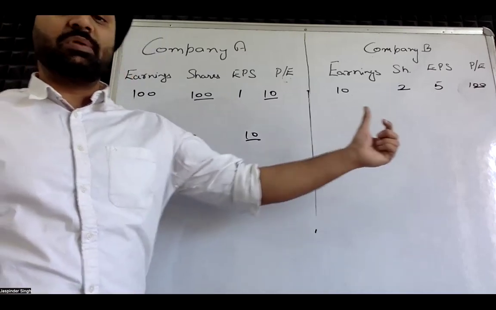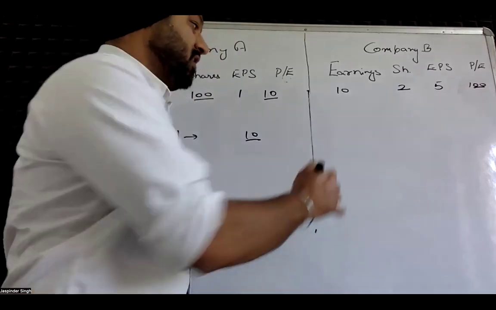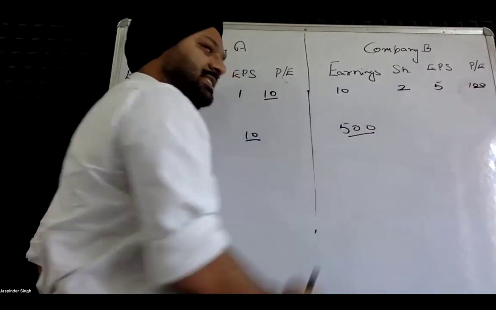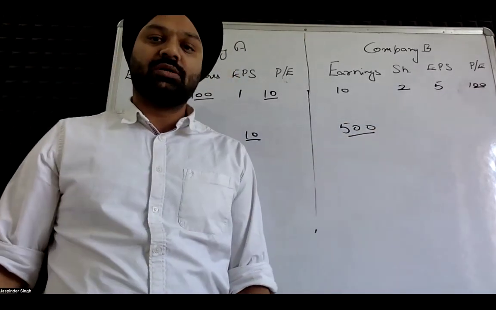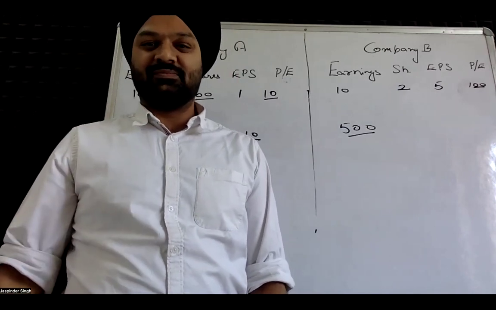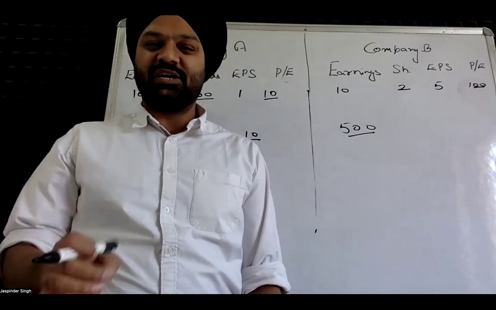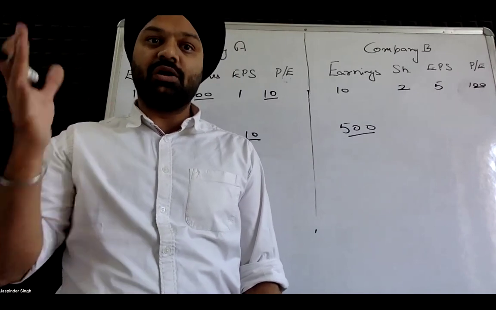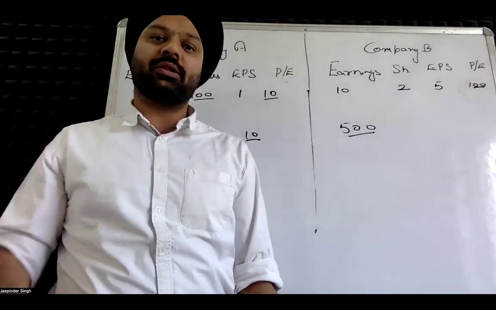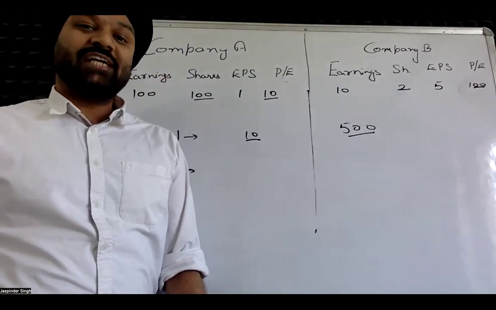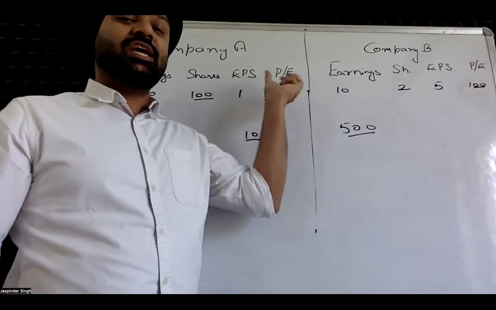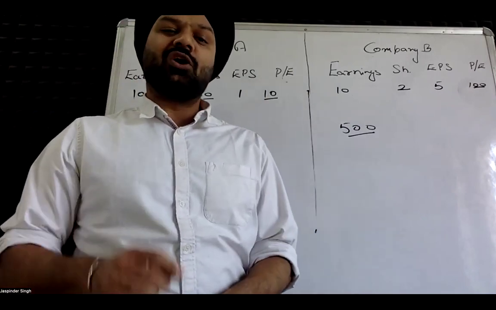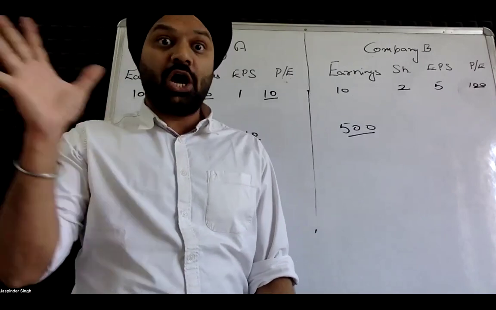How many years will it take to be back for this company? $500 is the price that I am paying for one share. It is earning $5 per share. So it will take me 100 years to get my investment back. That's why EPS and PE ratios are good indicators to analyze, but not the only indicators.